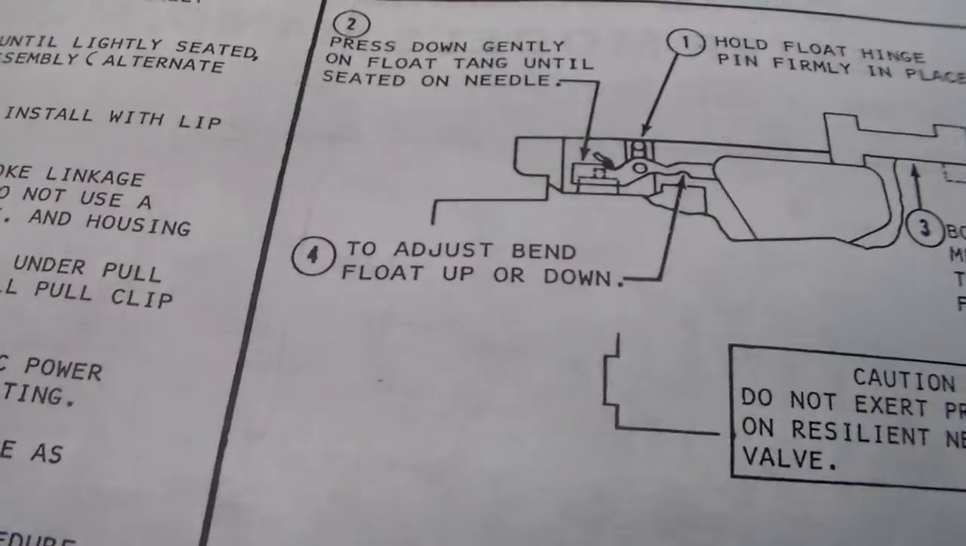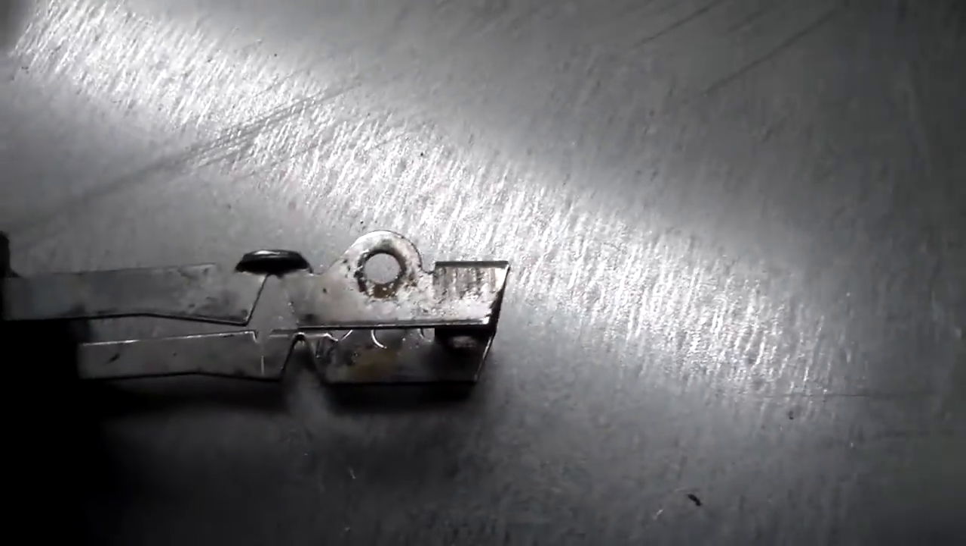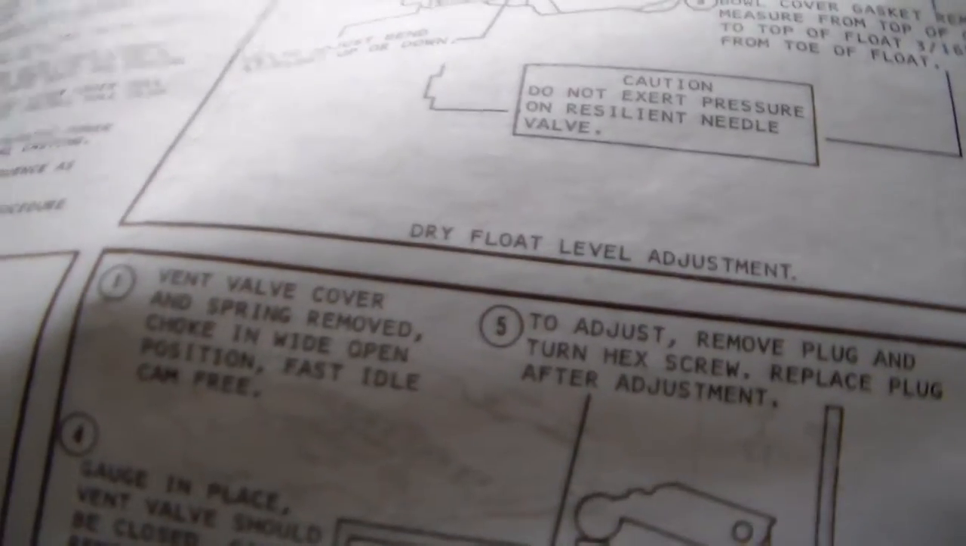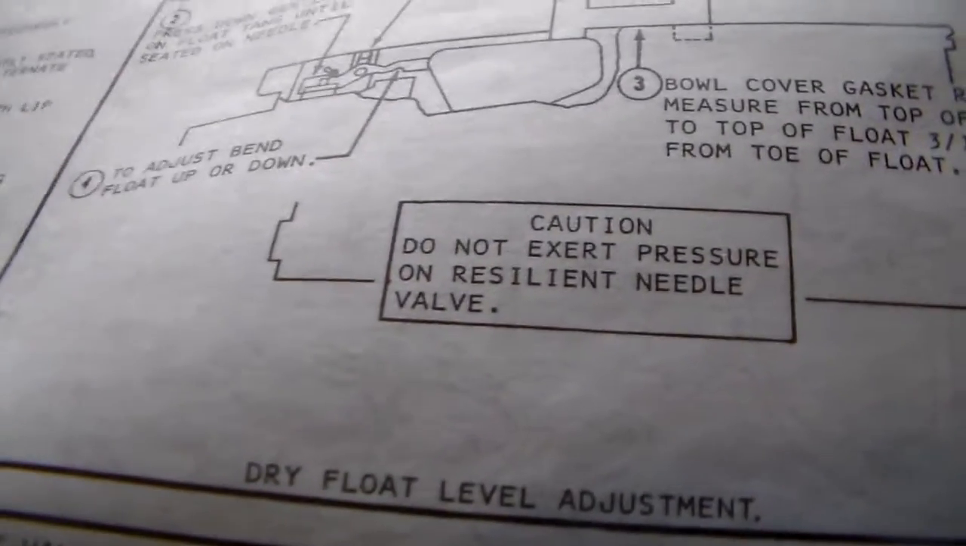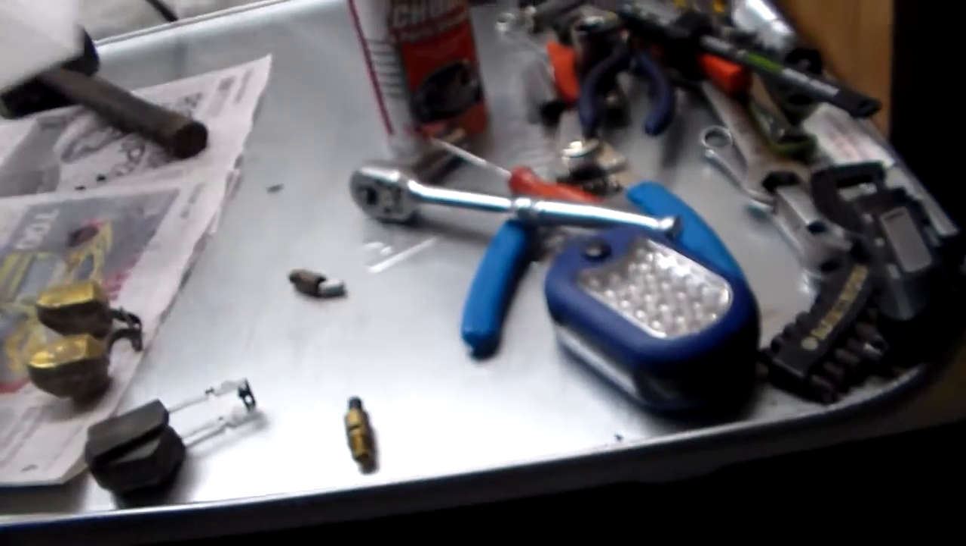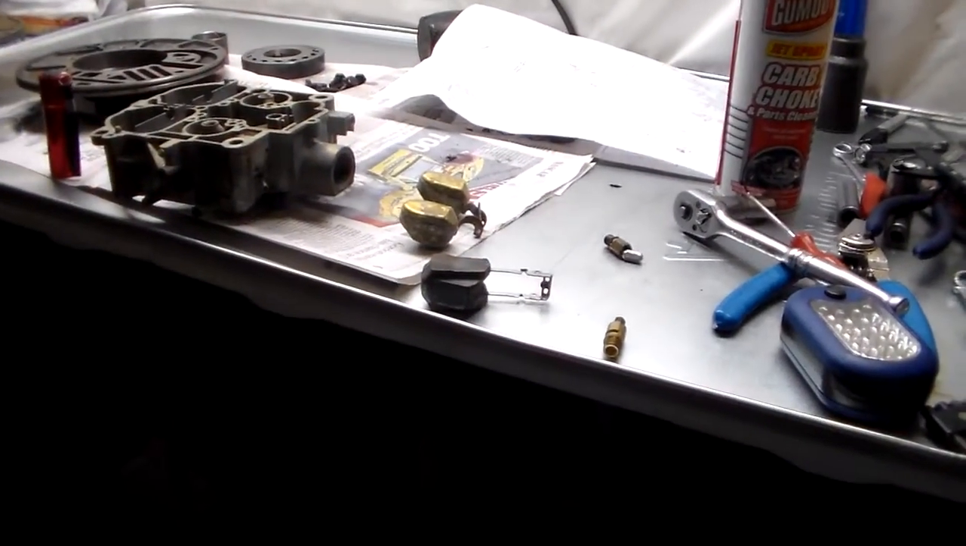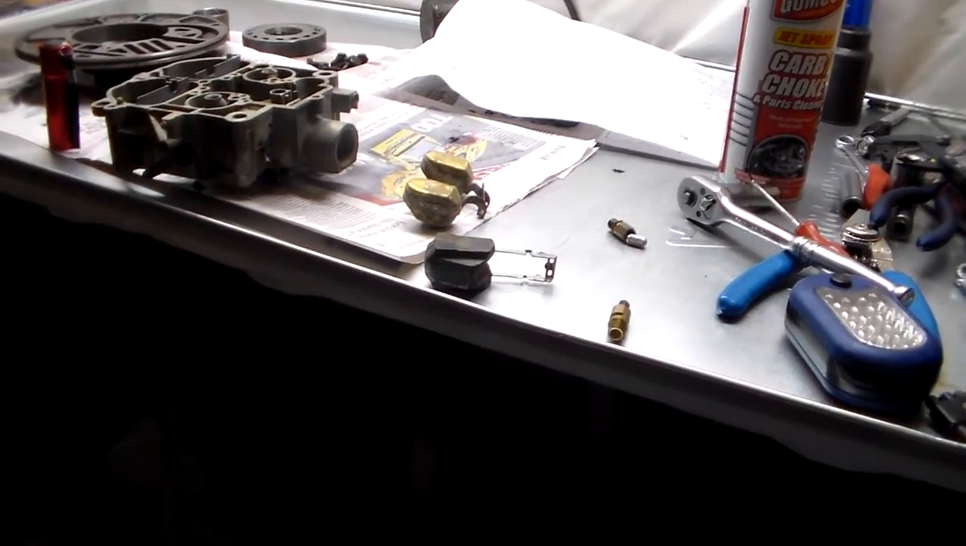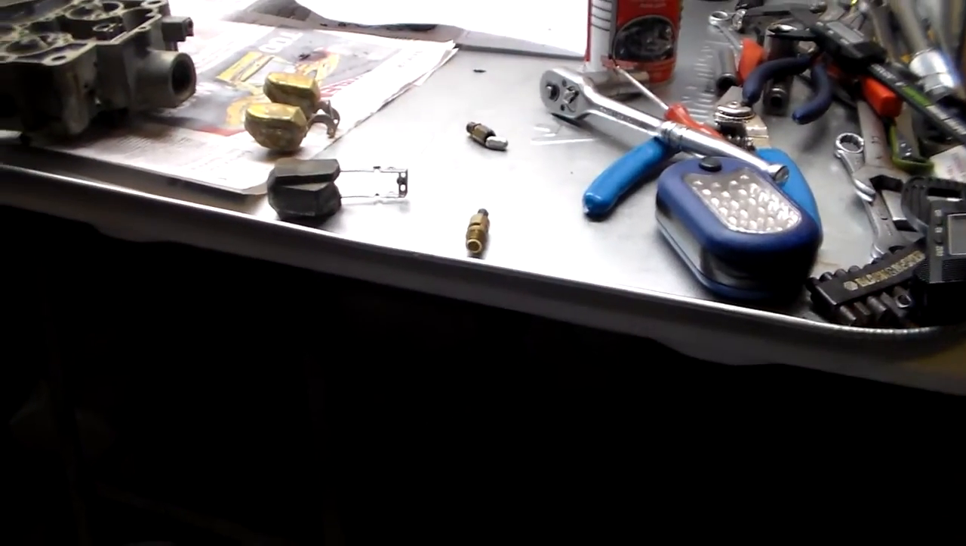Number four, to adjust bend float up or down. That's exactly what I've just been telling you. You bend that end right there, up or down. And it's got a whole list, depending on your carburetor number, application, etc., how to do that. So anyway, dry float level adjustment there, and it says caution, do not exert pressure on resilient needle valve. Otherwise you may mess the end of it up. So we know what a float is, we know how to adjust it, we know why we adjust it. Okay, we know what the needle valve does.